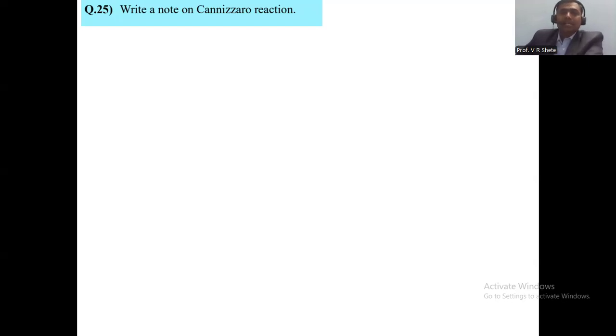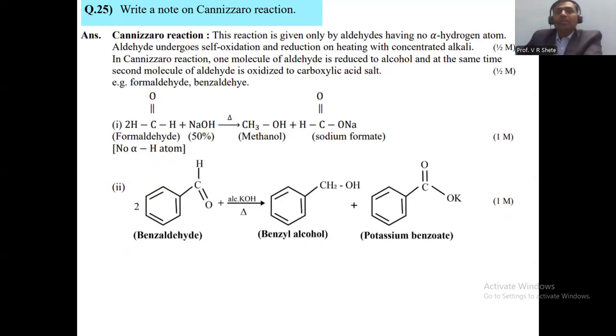Basically, Cannizzaro's reaction is a reaction in which 2 moles of aldehyde, which do not have an alpha hydrogen atom, react in a disproportionation condition in the presence of 50% alkali, and you get oxidized and reduced products. If there are 2 moles of aldehyde, one will be reduced and another will be oxidized. So this is also called a disproportionation reaction. And the second example is also the same.